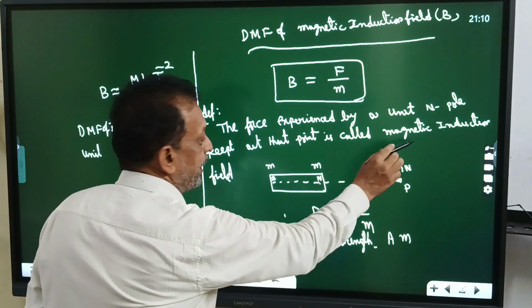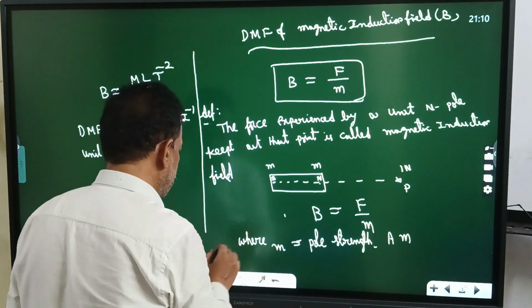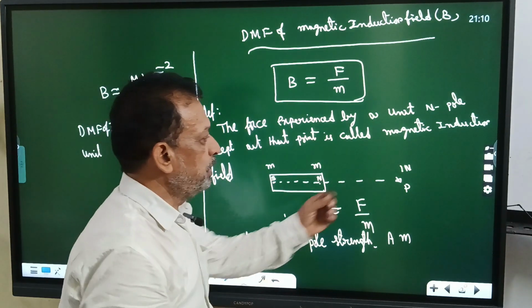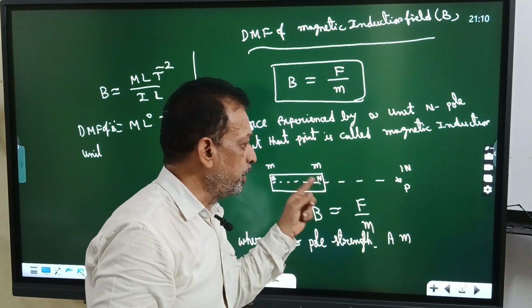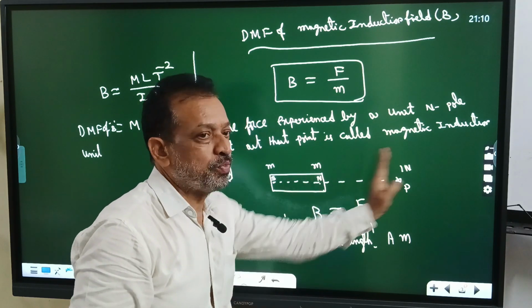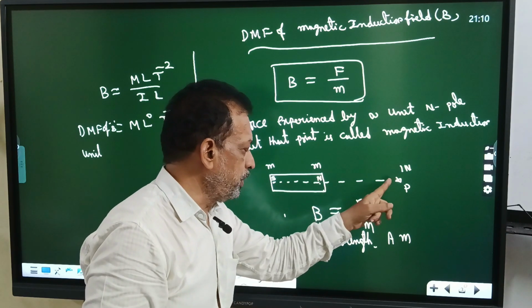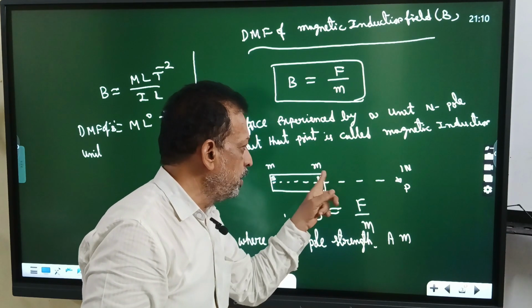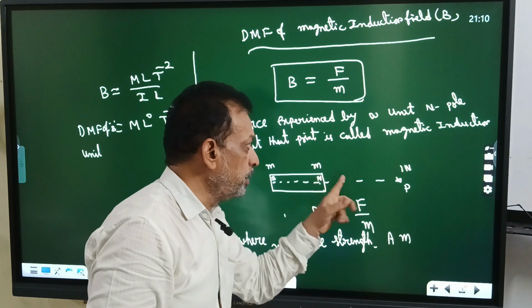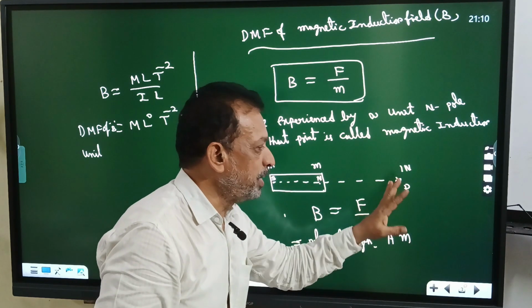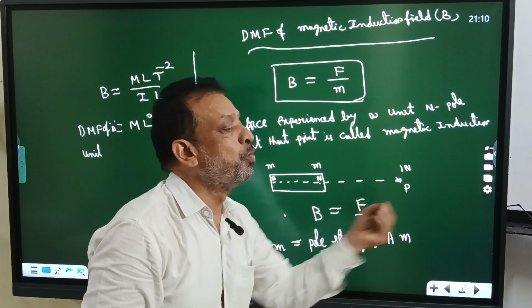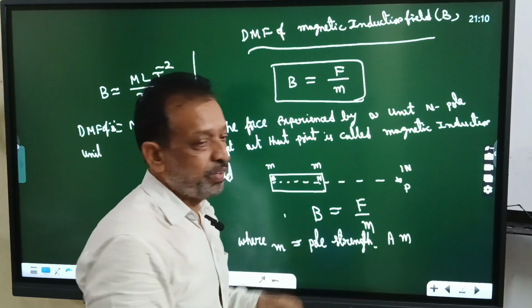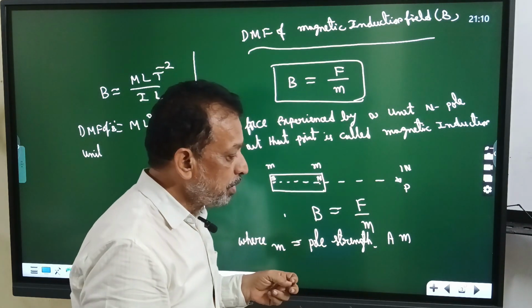This unit pole is the smallest magnet, and it is influenced by the bigger magnet. What type of influence? Repulsive force. It is there due to this magnet, due to this pole strength. It is going to move like this, because whatever it is, it is a repulsive force that influences the movement. That is called magnetic induction field. Are you understanding? Understood, sir.